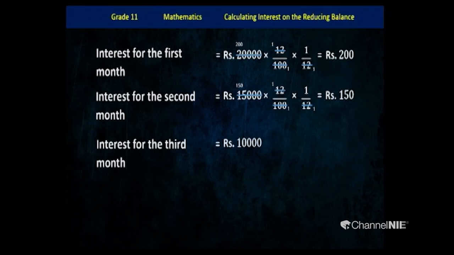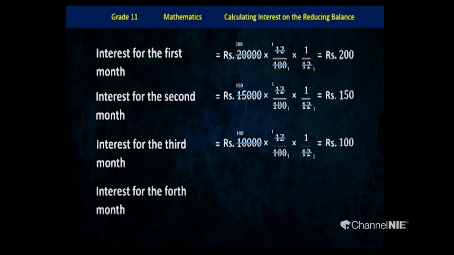Then third month, you have to calculate the interest for the third month. 10,000 multiplied by 12 upon 100 multiplied by 1 upon 12. Then you can divide in any way you like. Then the third month interest is rupees 100. You get 100 rupees interest for the third month.